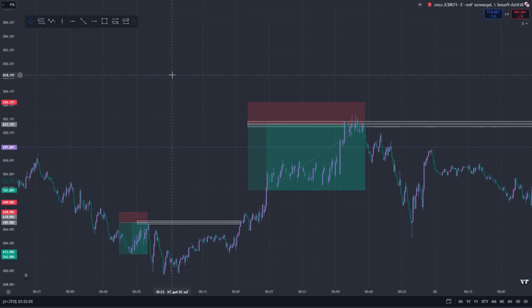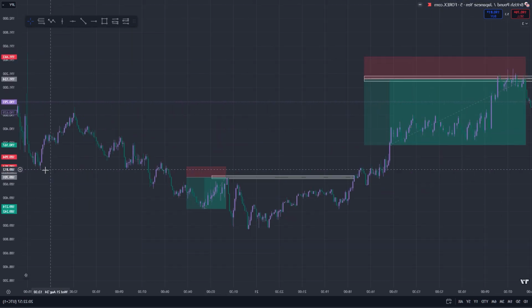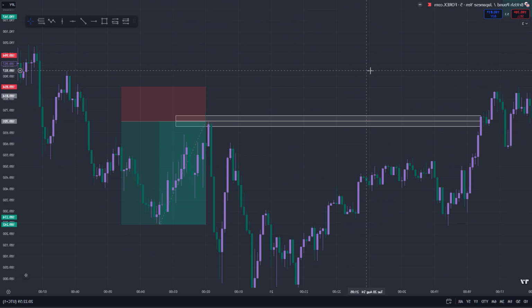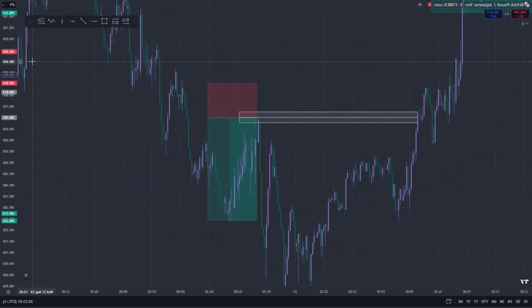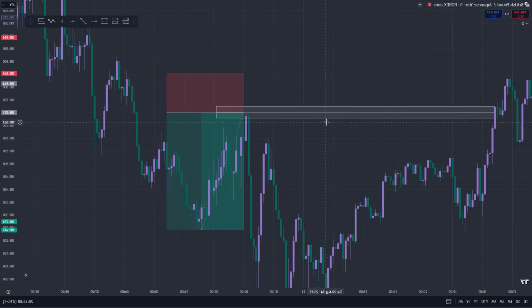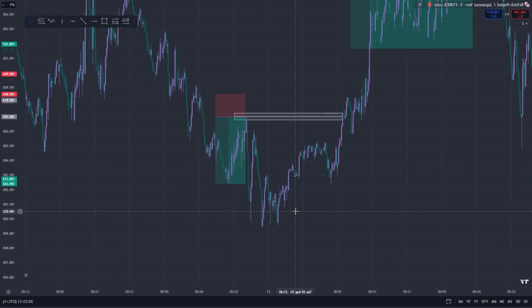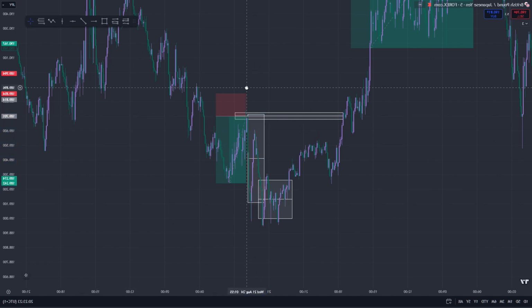Let's look at another pair, GBPJPY. Right here, this is on the downtrend now. As you can see, price is currently on the downtrend. There's some accumulation right here, followed by manipulation to the upside. Then after that, distribution down there.